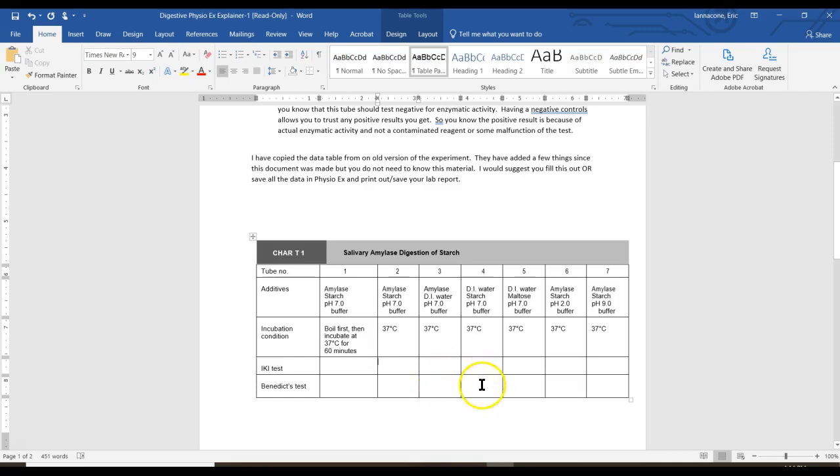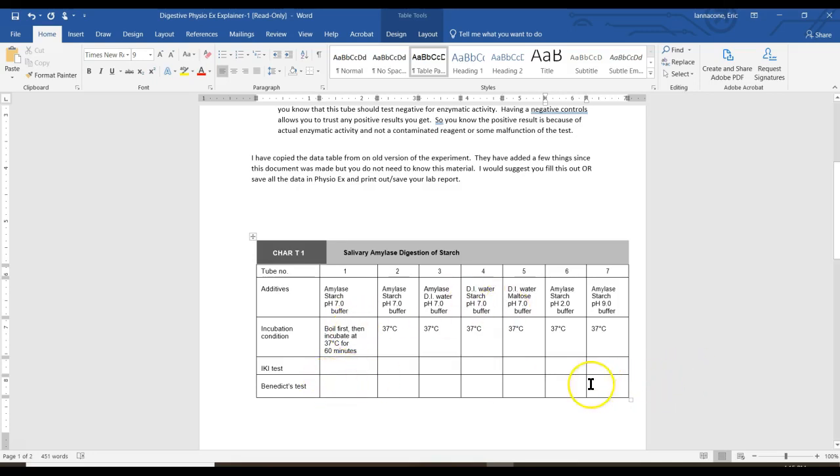But if these two test negative, without enzyme, there's no sugar. Without starch, there's no sugar. When any of these other ones show that there is sugar, that means that the sugar is there because the enzyme digested the starch. So the negative control allows you to trust your positive results. And so anytime you see sugar in place of one of the important reagents like the substrate or the enzyme, that's a negative control.